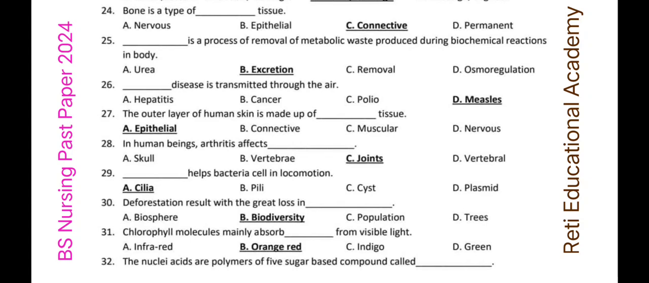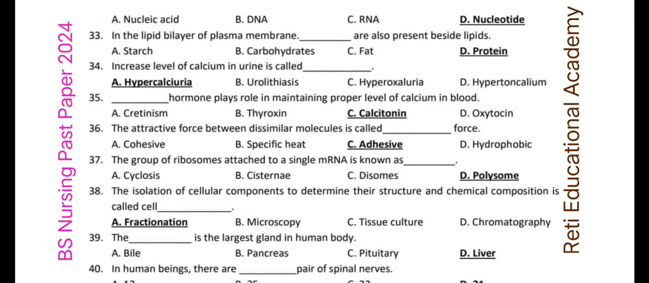Question number 30. Deforestation results with a great loss in biodiversity. Question number 31. Chlorophyll molecules mainly absorb orange-red from visible light. Question number 32. The nucleic acids are polymers of 5 sugar-based compounds called nucleotide. Question number 33. In the lipid layer of plasma membrane, cholesterol is also present besides lipids, protein.